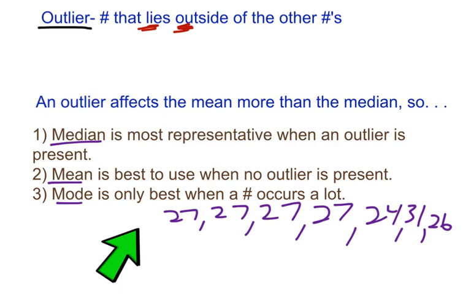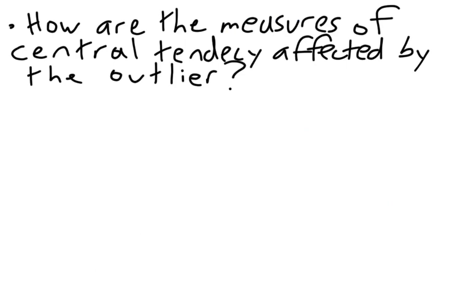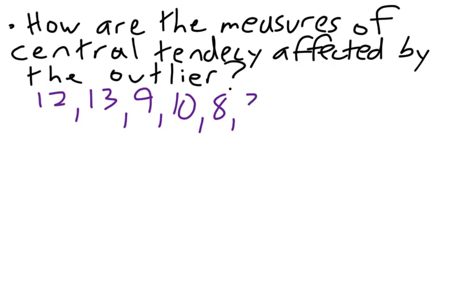All right, let's do one example to see how outliers affect our central tendency. How do they affect it? All right, so how are the measures of central tendency affected by the outlier? And your set of data, let's say, is 12, 13, 9, 10, 8, 31, 9, and 9.